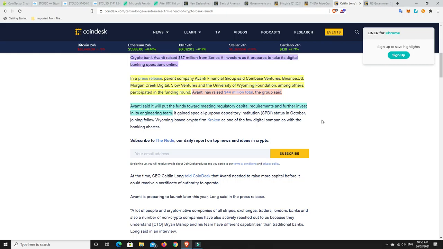In a press release, parent company Avanti Financial Group said Coinbase Ventures, Binance US, Morgan Creek Digital, Slow Ventures, and the University of Wyoming Foundation, among others, participated in the funding round. Avanti has raised $44 million in total. Avanti said it would put the funds towards meeting regulatory capital requirements and further invest in its engineering team.